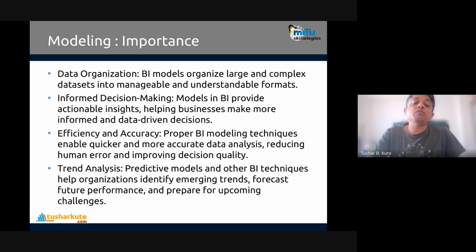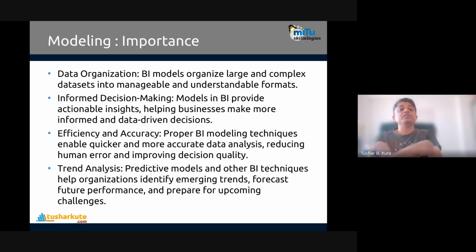Then, informed decision making. Definitely, the outcome of every BI process is the same. Models in BI provide actionable insights, helping businesses make more informed and data-driven decisions. That is informed decision making.